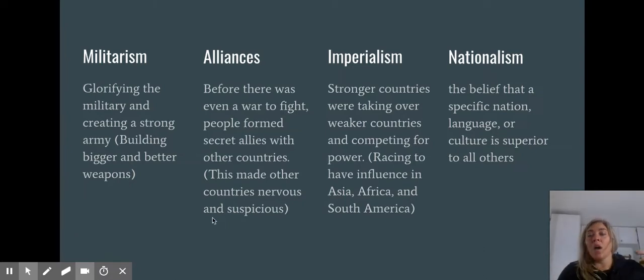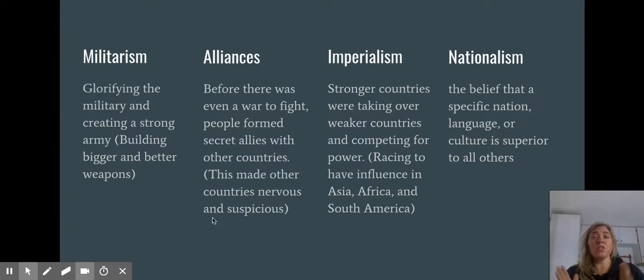Militarism is when you emphasize the army, and what was happening in Europe is that people were building up their military without there actually being a war. And they were also inventing all these new weapons, but there was no war to fight. And they're going to end up fighting a war because they want to use their new weapons and show them off.